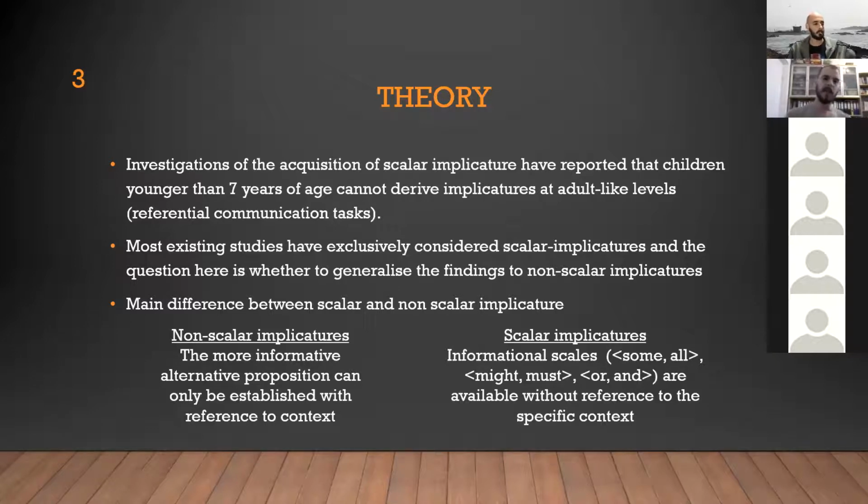In the meantime, the non-scalar implicatures are something like, we had the question, did you dance with Bill and John? And then the answer could be, I danced with John. That is a single noun phrase. And therefore, you have to know that there is at least a Bill and a John, so that you can implicate that the stronger term would be Bill and John. So as it's said here, the more informative alternative proposition can only be established with reference to context. So you have to know the context.